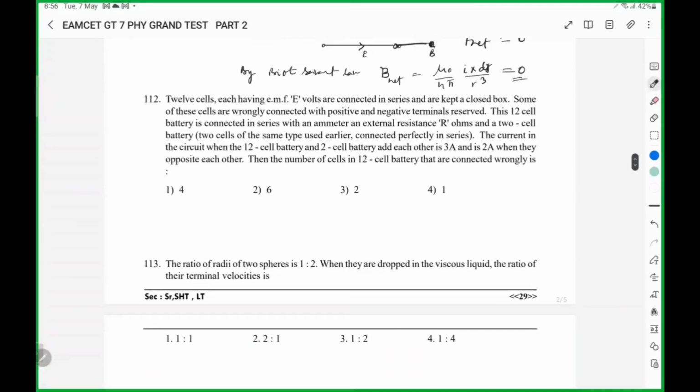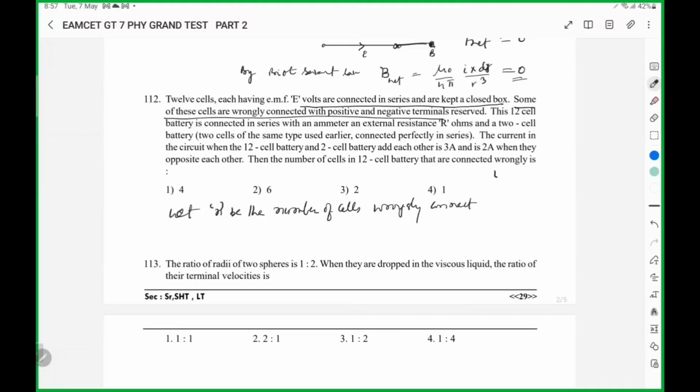Here 12 cells, each having EMF E volts, are connected in series in a closed box. Some of these cells are wrongly connected. Let n be the number of cells wrongly connected.